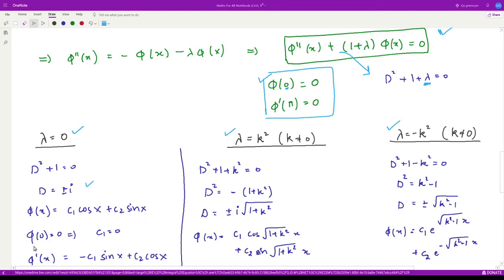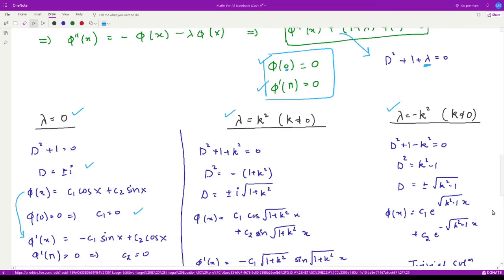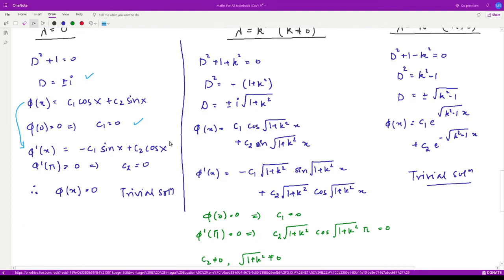So we put the boundary conditions, phi of 0 is 0. So this gives c1 is 0, and we calculate the phi dash of x. Why is that required? Because for using the second condition, we must calculate what is phi dash x. So this is this, right? Calculating this, you again get c2 is equal to 0. So we have phi x is equal to 0, which is the trivial solution, and it is not required.